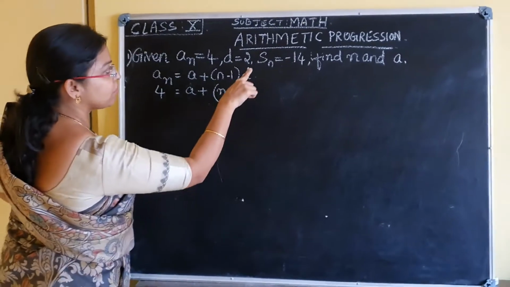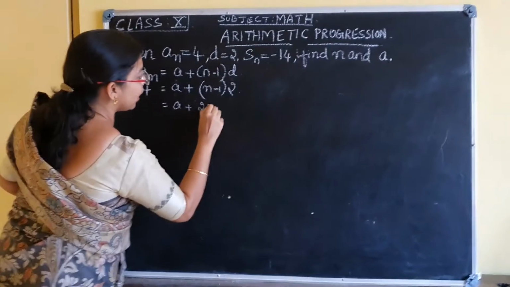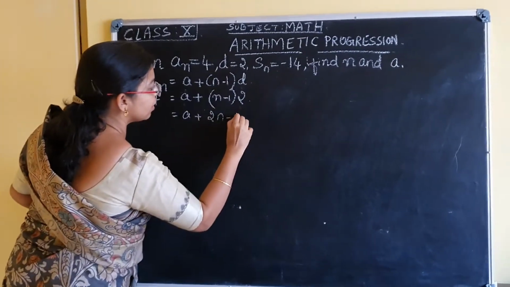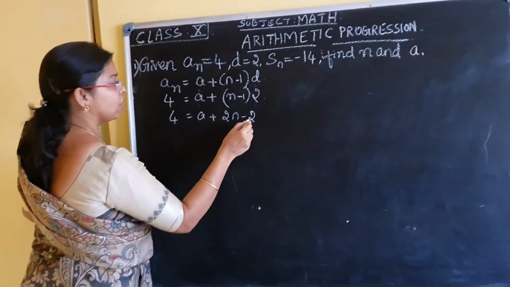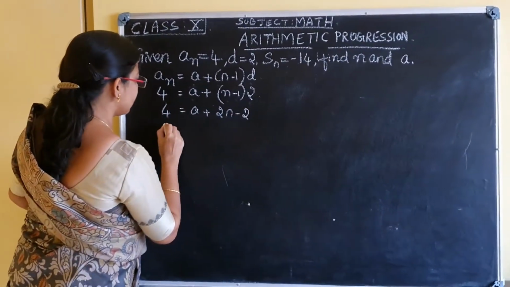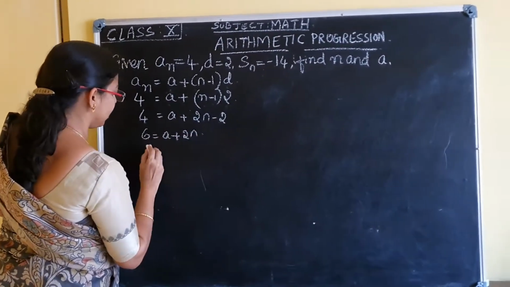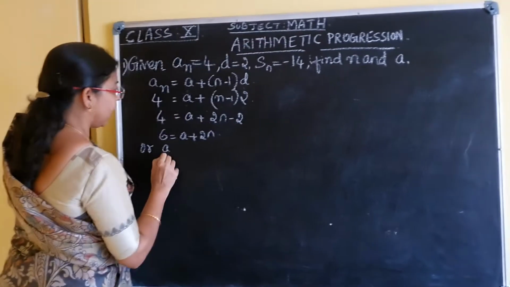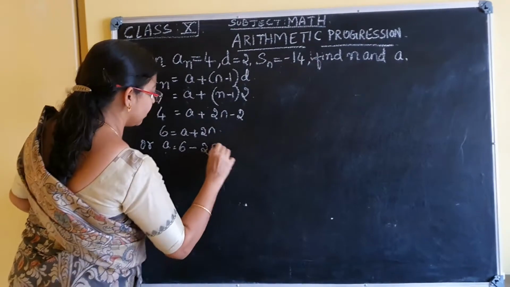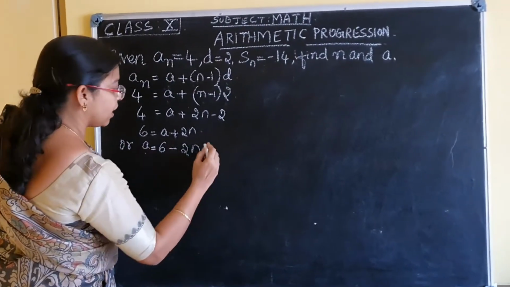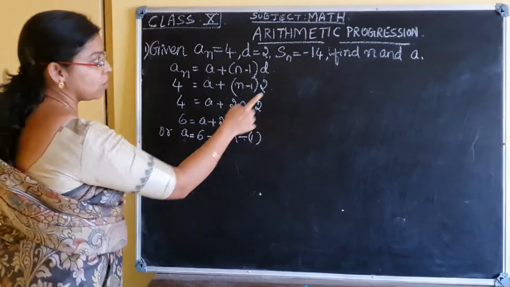Substitute the values from the inputs. Here a plus n minus 1 into 2, multiply this, 2n minus 2, equals 4. The 2 you bring this side, so it is 6 is equal to a plus 2n, or a is equal to 6 minus 2n. Let this be equation 1, because we don't know the values of a and n. That is what we need to find out.